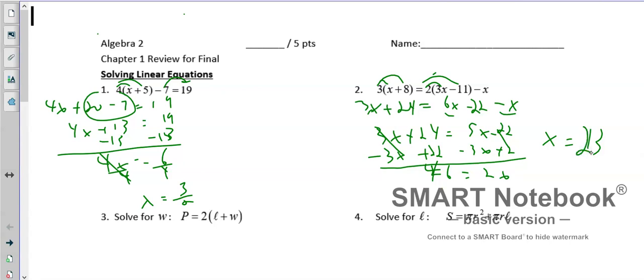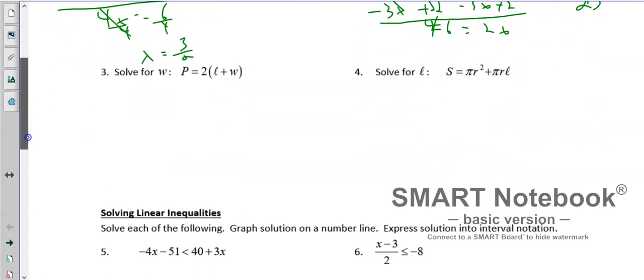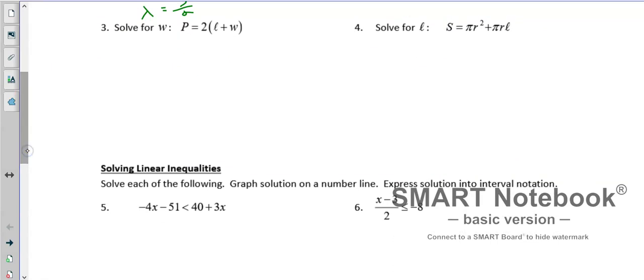So again, mistakes happen. We're human. I can make simple errors like that. So this is why we double check our work.